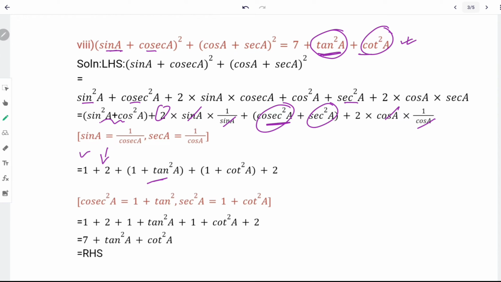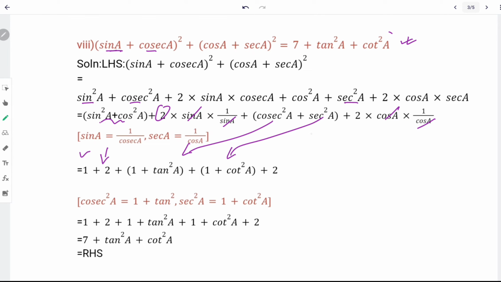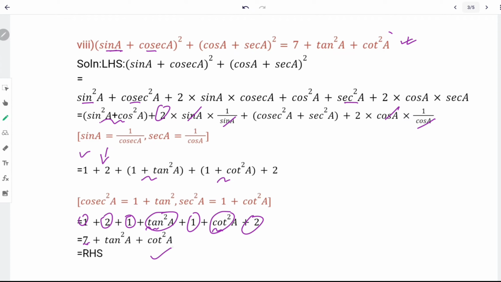We need it to be in terms of tan and cot. That is the reason why we're expanding this cosec square a and sec square a, okay? So cosec square a gives us this, and then sec square a gives us this. Once again here only 2 is left, so I've written it down here, 2. Right, so once we're done with that, we'll open a bracket. Then if I open a bracket, it will be 1 plus tan square a, then 1 plus cot square a. Now start counting the numbers, 2, 3, 4, 5, 6, 7, right? And then tan square a plus cot square a, which is our right hand side.